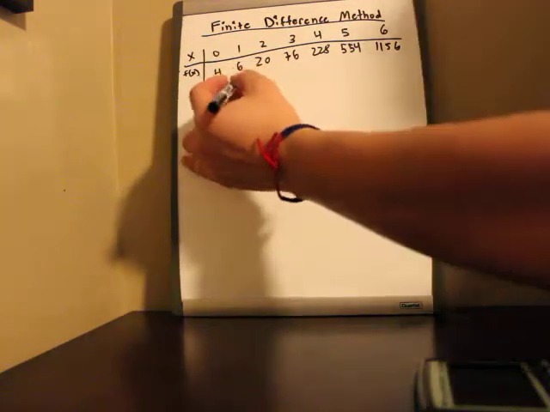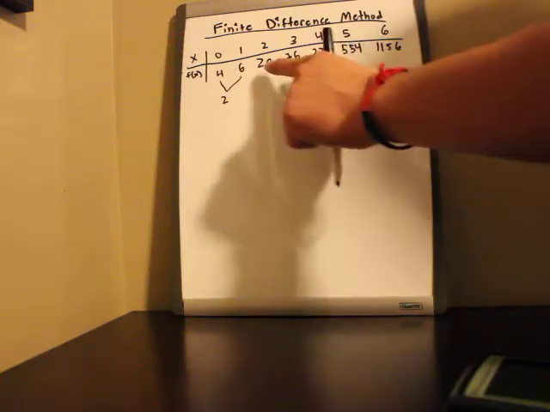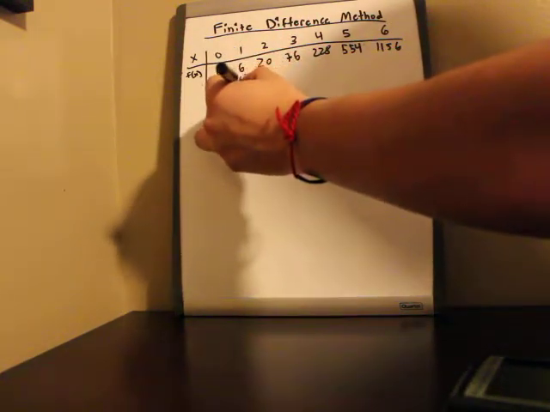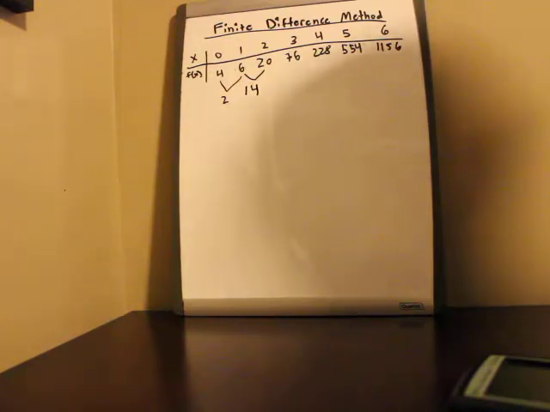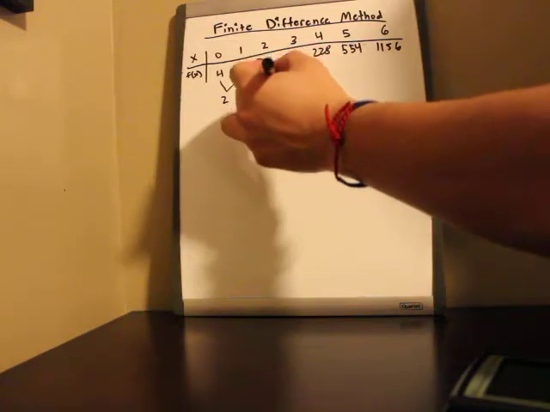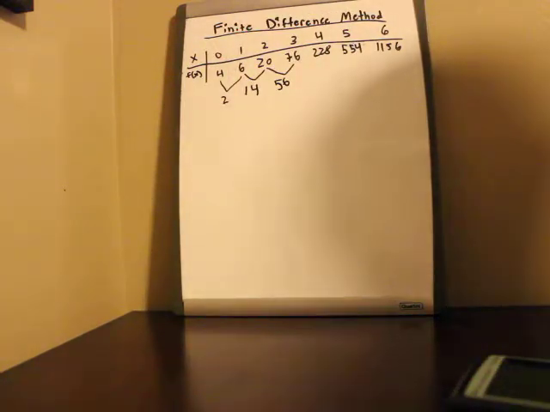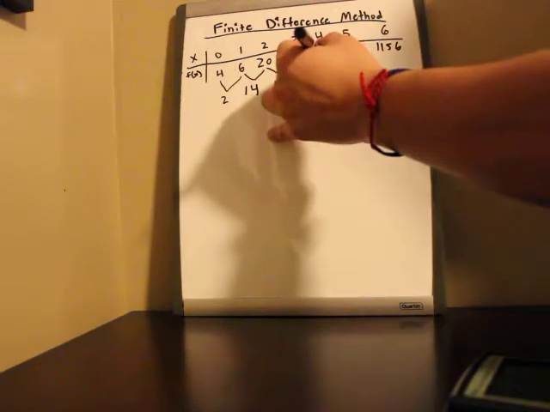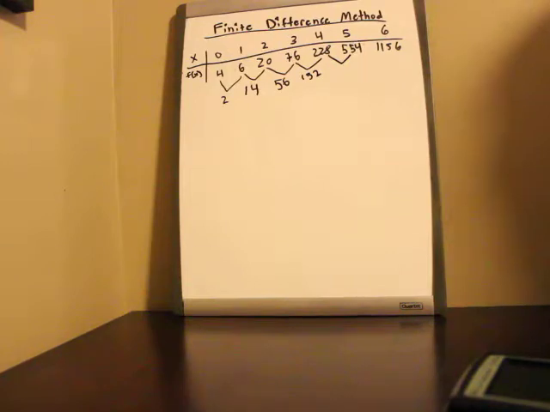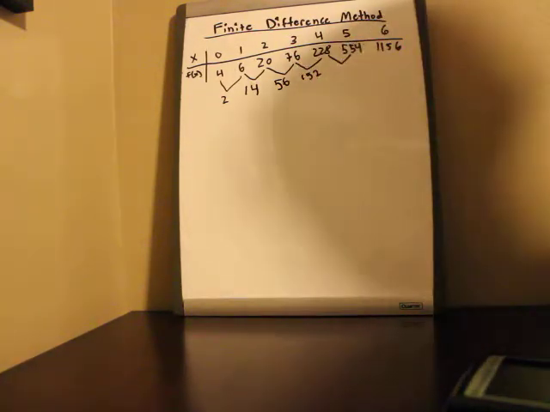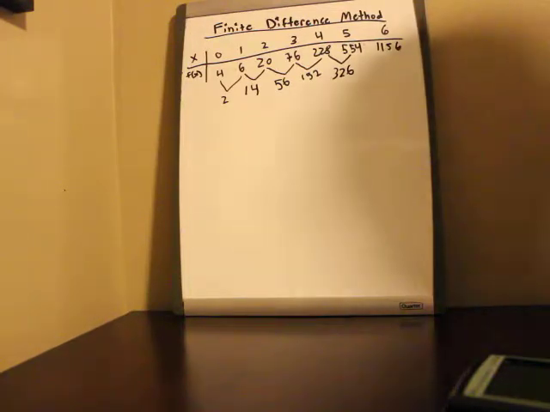So the first thing we're going to do is 6 minus 4. Well, that's just 2. Now we're going to have 20 minus 6, which is, sorry, that's 14. Okay, now we're going to have 76 minus 20, so we get 56. Now 228 minus 76, which is 152. Now 554 minus 228, which gives us 326. And now 1,156 minus 554, which gives us 602.